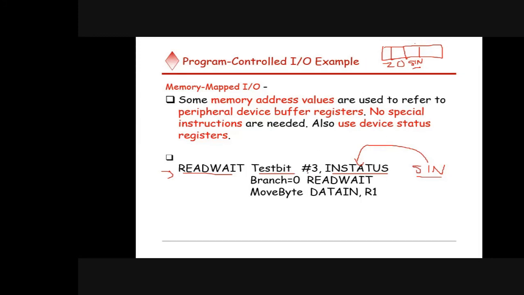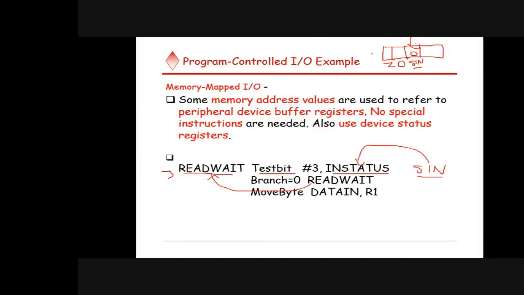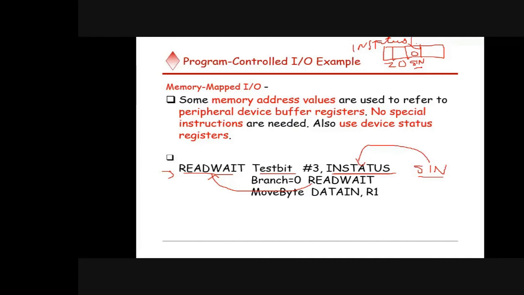So what is it doing? If SIN, the third bit in the status flag, will be checked, that is the SIN value. If branch equal to 0, meaning if this SIN is equal to 0, then again it goes to the read wait function. Otherwise, this register is called the input status register. That is the meaning of INSTATUS. It is just one variable; you can write some other name also. It's not mandatory. INSTATUS is the name of the status register you have in the input device.